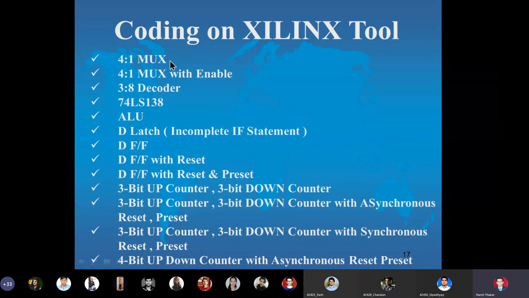So 4:1 mux we have done, 4:1 mux with enable. If somebody has understood the concept of enable, in fact I have done this also. I have added an enable, so 4:1 mux with enable is just a modification. 3:8 decoder we have done. Now I'll flash to you the 74LS138 pinout diagram.